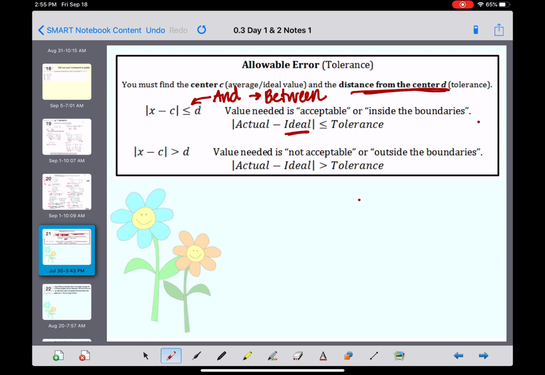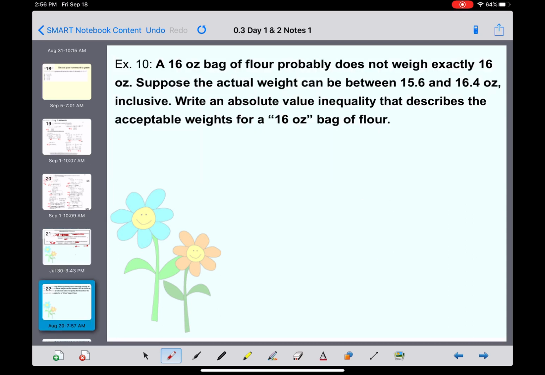And then if it's something not acceptable or outside the boundaries, okay, think about an or situation, and that's a greater than sign. So it's going to be on the outsides of two values. And it's the same setup, actual minus ideal, but now it's greater than the tolerance. So let's look at an example.